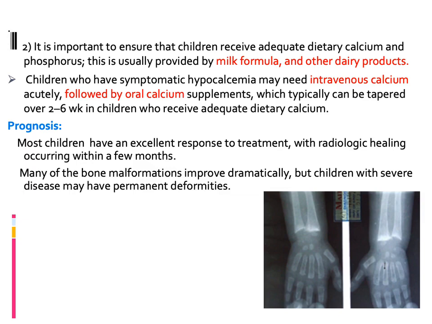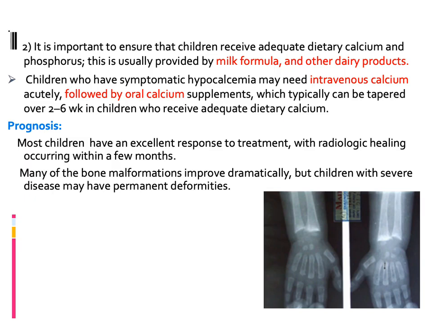Prognosis. Most children have excellent response to treatment, with radiological healing occurring within a few months. Many of the bone malformations improve dramatically, but children with severe disease may have permanent deformity. These are the signs of healing of rickets: the appearance of the white line at the growth plate. Appearance of the white line indicates healing of rickets.